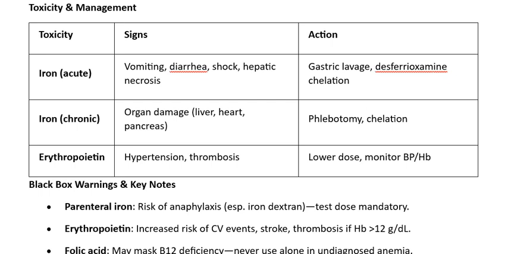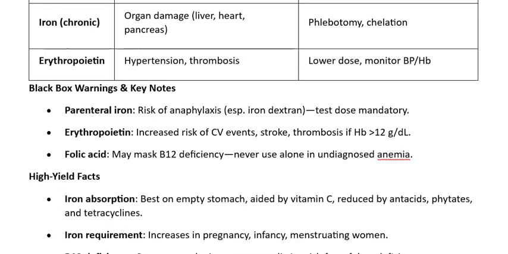What's the action plan? Management involves supportive care, trying to remove unabsorbed iron from the stomach, like gastric lavage if appropriate, and using a specific antidote called deferoxamine. This is an iron chelator. It binds the excess iron so it can be excreted.